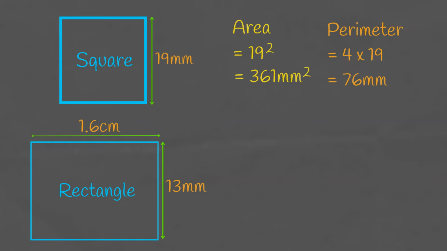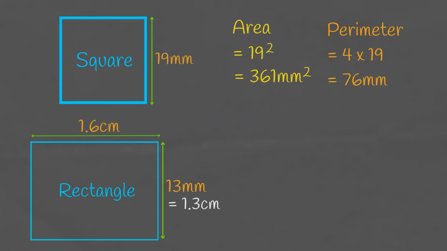Now I hope you notice with the second rectangle, the sides are not given in the same units. One is in centimetres and one is in millimetres. So the first thing we do is change one of the sides to equal the unit of the other side. Now I've decided to change the width from 13 millimetres to 1.3 centimetres, but it doesn't matter which side you change as long as you're consistent with your units.